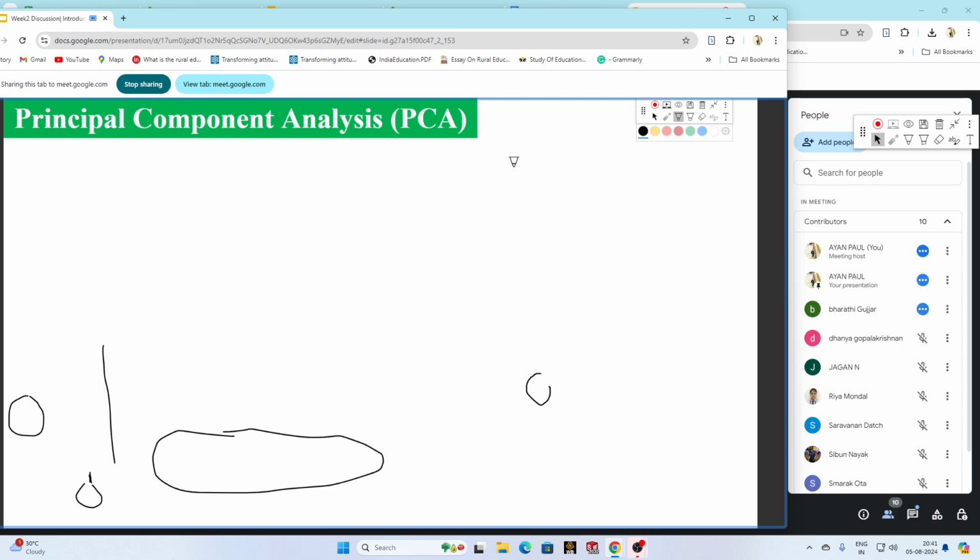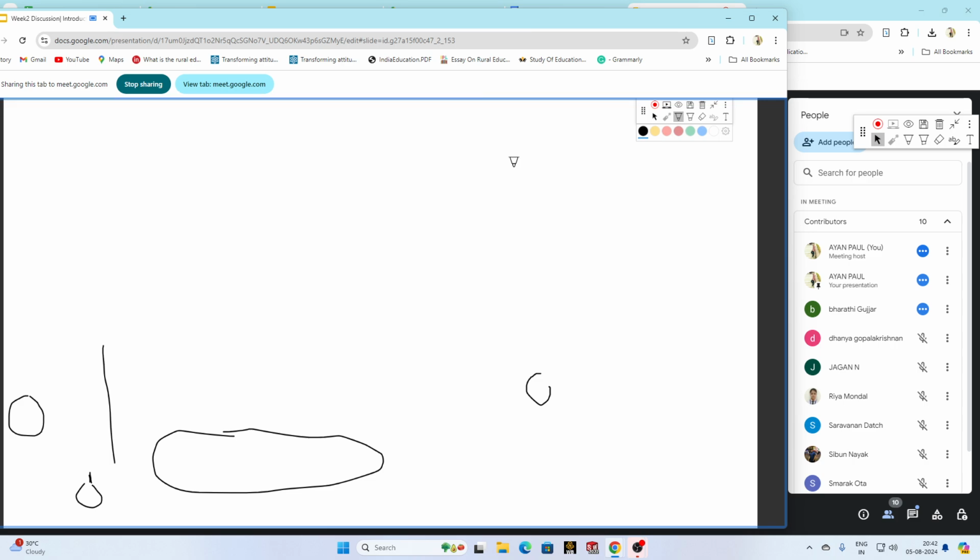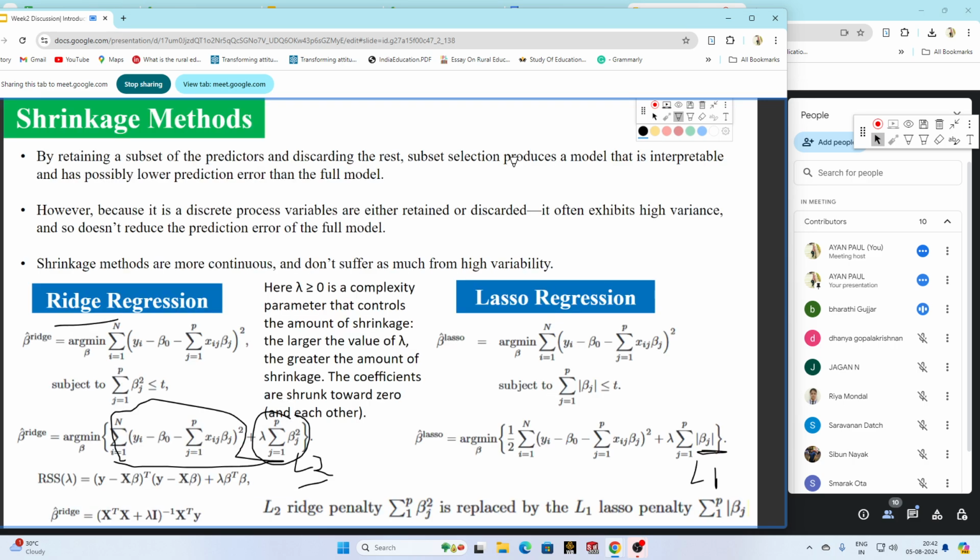In which regression, like ridge and lasso, are we getting minimal error, sir? If you say minimum error, we will get it with ridge regression, because it is L2 regularization.